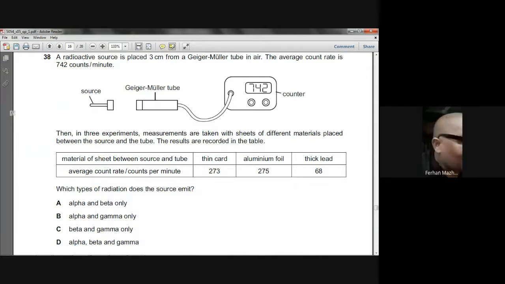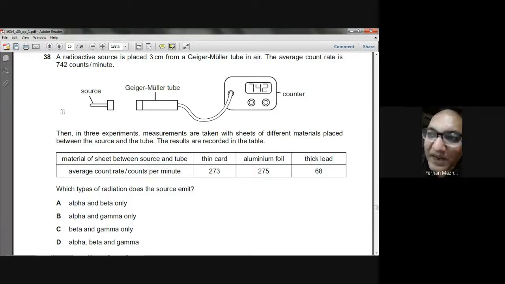So if you place an aluminum foil between the source and the GM tube and the reading drops, it means it has beta particles, because the beta particles cannot pass through the aluminum foil. But the gamma rays are not stopped by the aluminum foil, and not stopped by the paper. The gamma rays can only be stopped by a thick sheet of lead. Okay, so now try to understand what happened here.